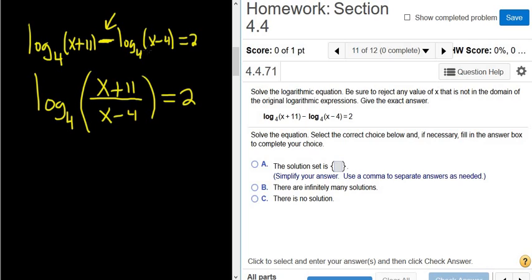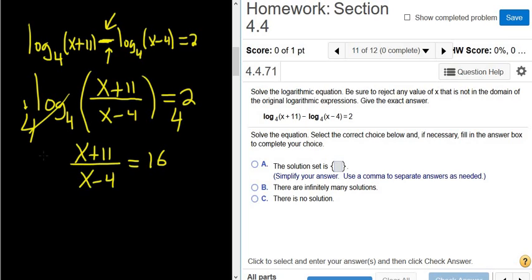So whenever you have more than one log, step 1 is combine the logs. If this was a plus sign instead, it'd be multiplication. It's a minus sign, so it's division. Now we have to exponentiate. So to get rid of log base 4, we have to use a 4. If it was like log base 3, then this would be a 3 instead. These cancel, so we get (x + 11) over (x - 4), and then 4 squared is 16.